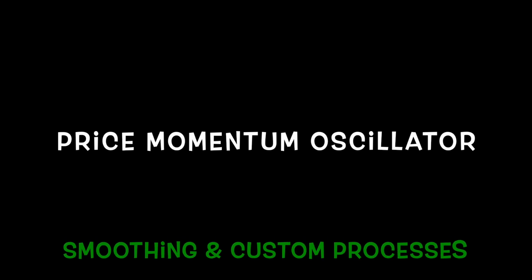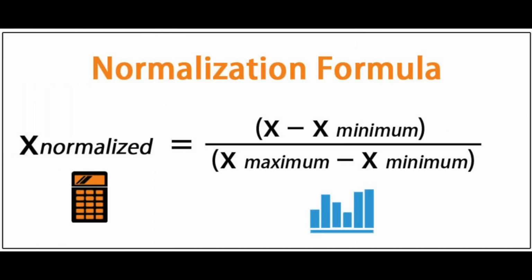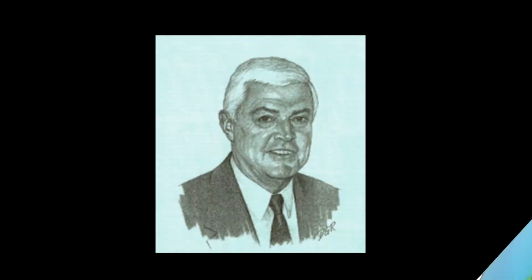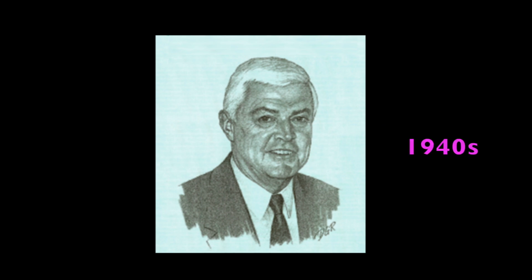This cousin has additional features including smoothing and custom processes. It also has a special feature called normalized, meaning that it goes one step further to calculate the ratio of the difference between raw data and divided by the standard deviation. These extras are what makes it, well, extra. A rather esteemed gentleman named Carl Swenlin furthered the work of the ROC, which was developed by another all-star named Morton Baratz all the way back to the 1940s, so you know this might be something special.